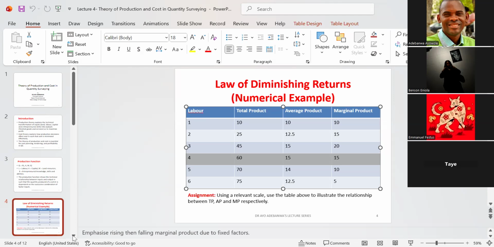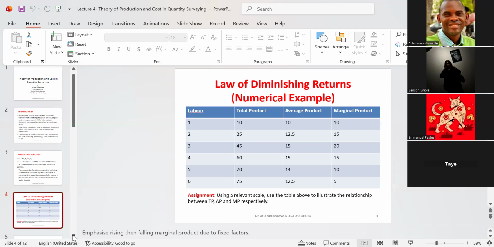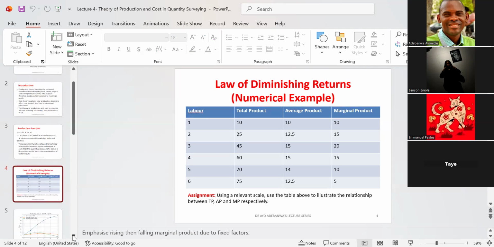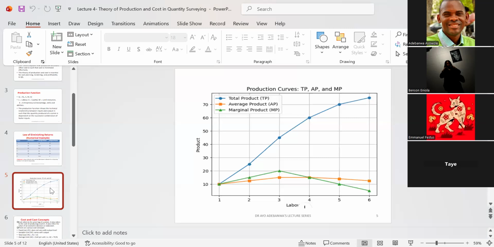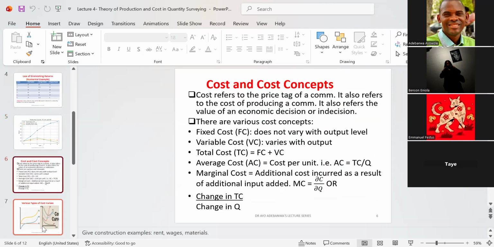Then you have something like this. Let's go to slide 5. Okay, look at slide 5. So you have something like this. This is how it will look when you plot your own.